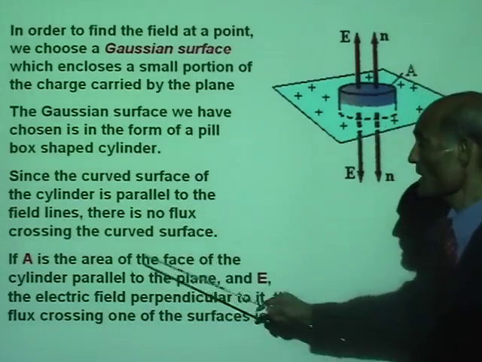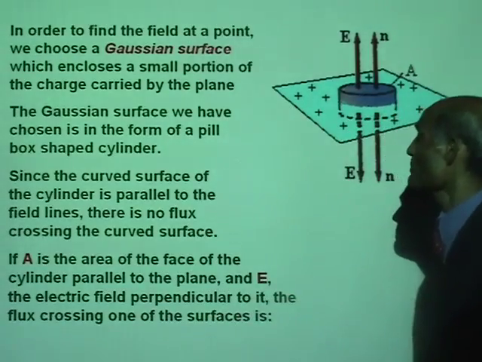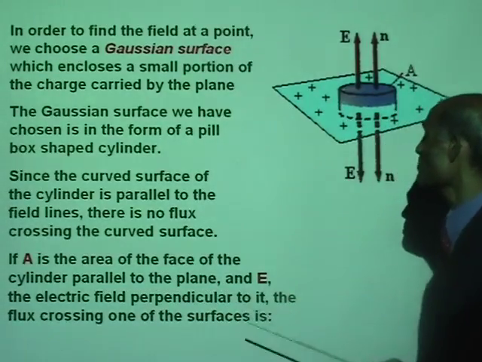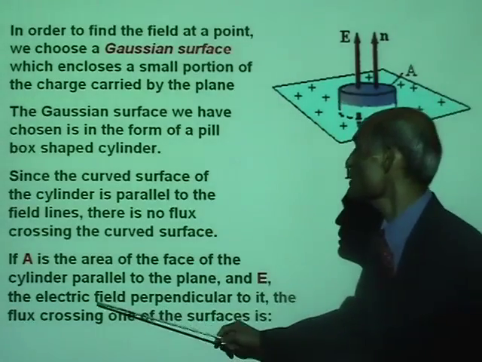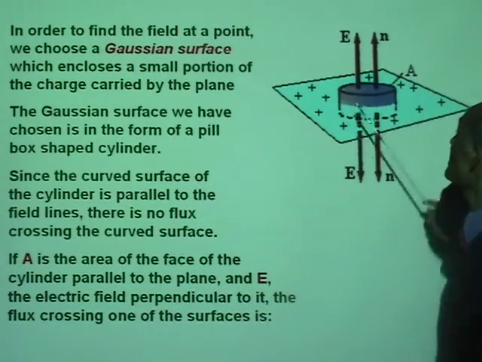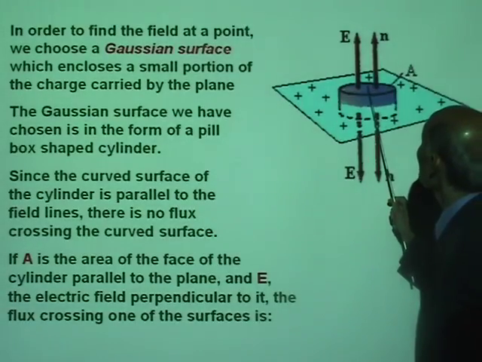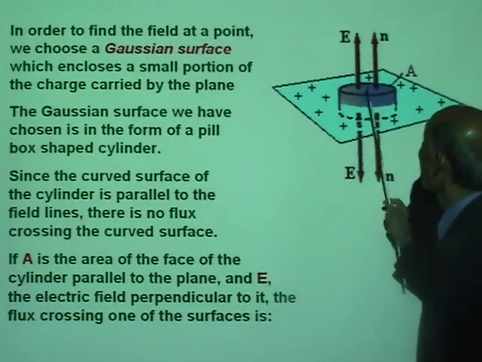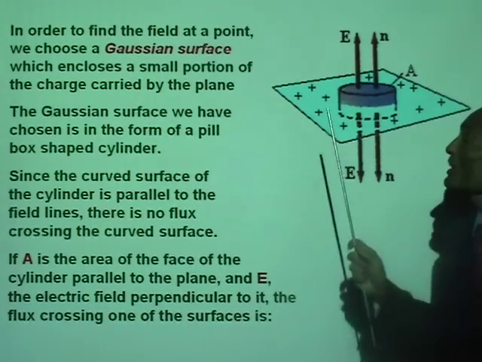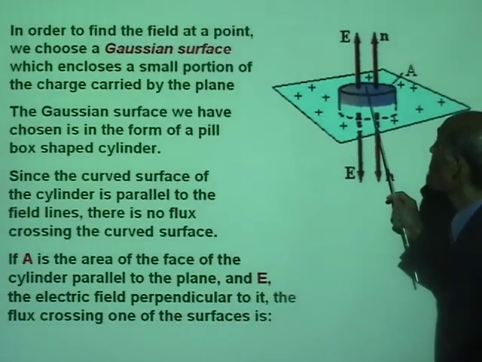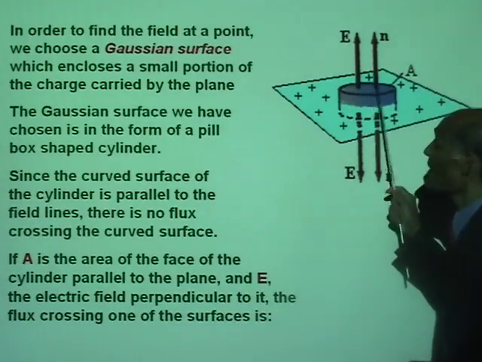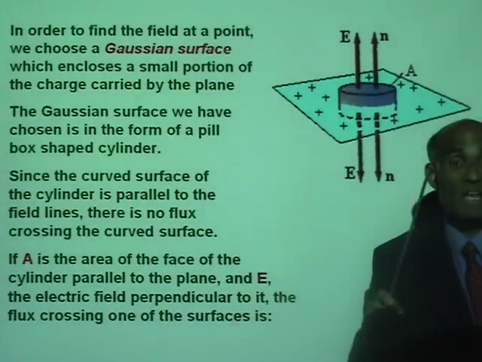Okay. If A is the area of the face of the cylinder parallel to the plane, and E is the electric field perpendicular to it. So if A is the area of that flat surface and E is the electric field at a point on it. Remember, we are looking for the electric field at a point which is on that surface. And so we are looking for that E.